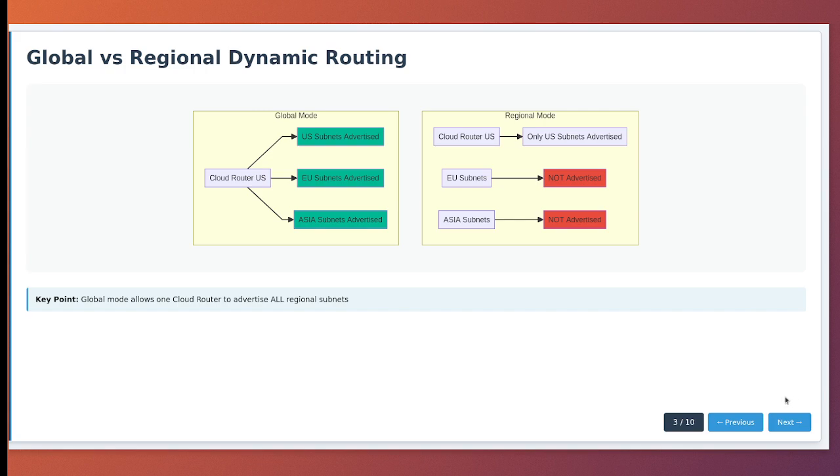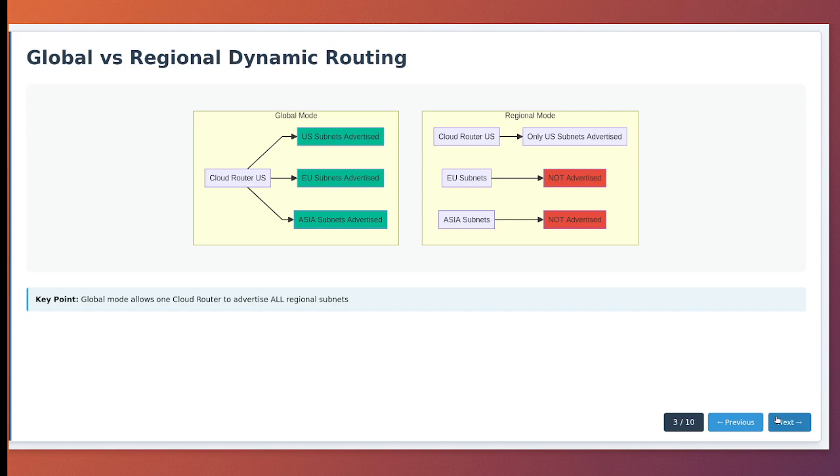In global dynamic routing mode, any cloud router in your VPC advertises routes from all regions. This means a single cloud router in US Central 1 can advertise subnets from all regions to your on-premises network. This is exactly what we need based on the requirement to dynamically advertise all subnets in the VPC to the on-premises network.